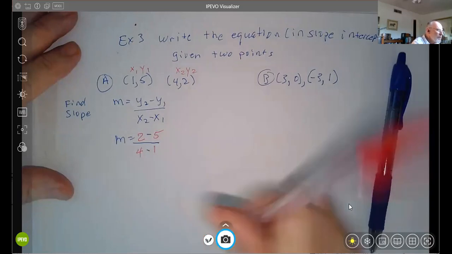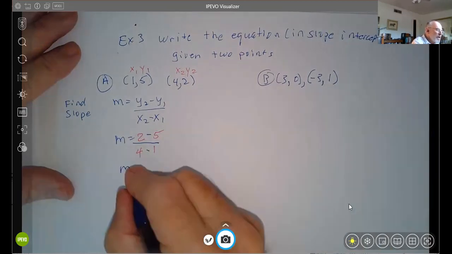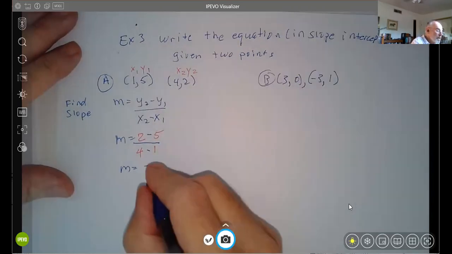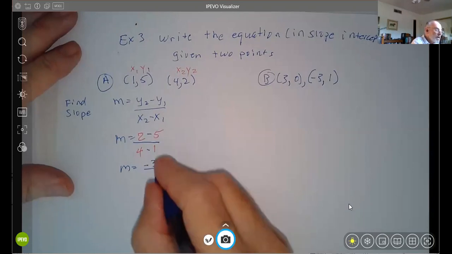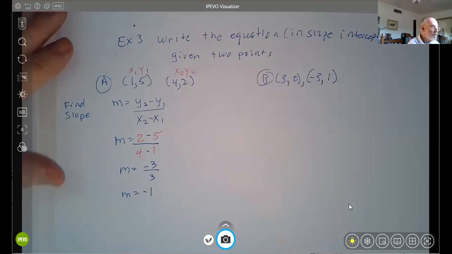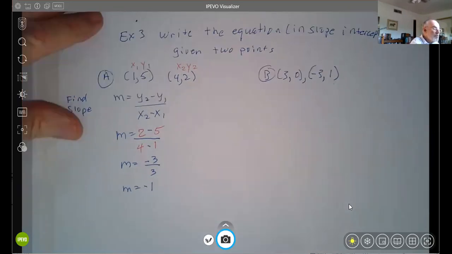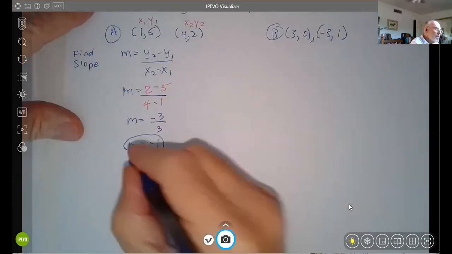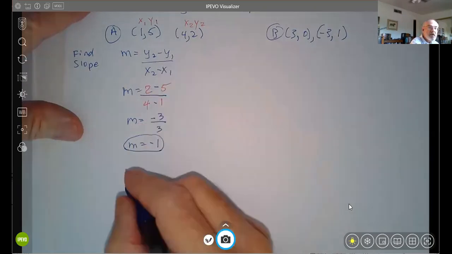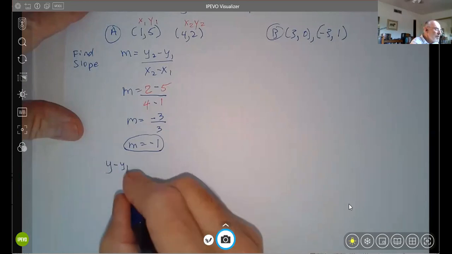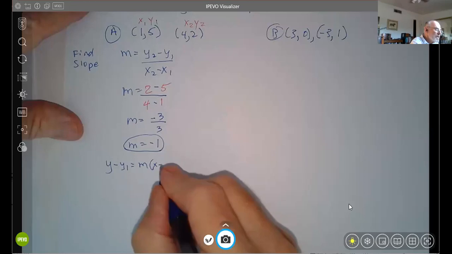Okay, so simplifying, 2 minus 5, that leaves us with a -3. And 4 minus 1 is 3. So that simplifies to a slope of -3 over 3, or -1. Okay. So now that we've got that slope and we have a point, we're going to go ahead and put this into the point slope form of the equation of the line. So y minus y1 equals m times x minus x1.